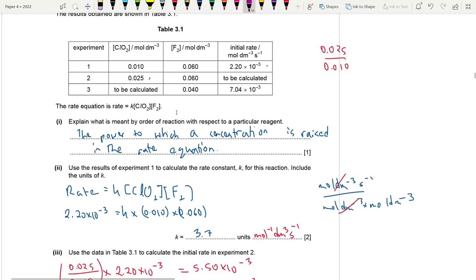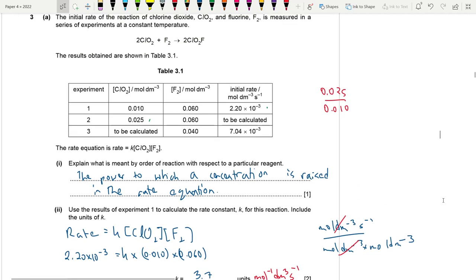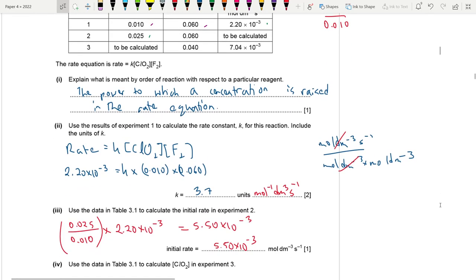Use results for experiment 1 to calculate the rate constant for this reaction. So we know that rate is equal to k[ClO2][F2]. So 2.20 × 10^-3 is equal to k × 0.010 × 0.060, right? k is equal to 3.7. And if you're thinking about the units, rate has a unit of mol dm^-3 s^-1, okay? And ClO2 has a unit of mol dm^-3. Fluorine has the same unit. So we can get rid of these two, and at the end, we end up with mol^-1 dm^3 s^-1 after reciprocal, right?